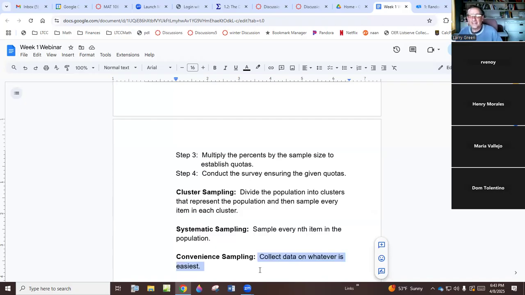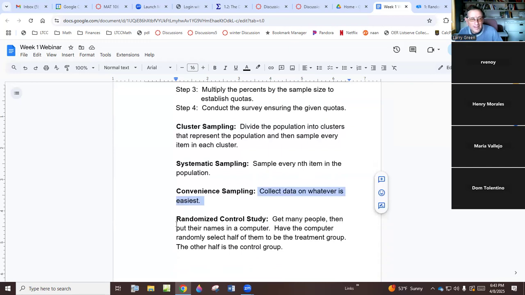So here's what they did. They did what's called a randomized control study. Okay, and this is real, by the way. You can quote me on this. And what they did is they got many volunteers, many people. Okay. And they put each of their names in a computer. And then they had the computer randomly select half of them. I'm not sure if it was exactly half, but something like that, to be the treatment group.